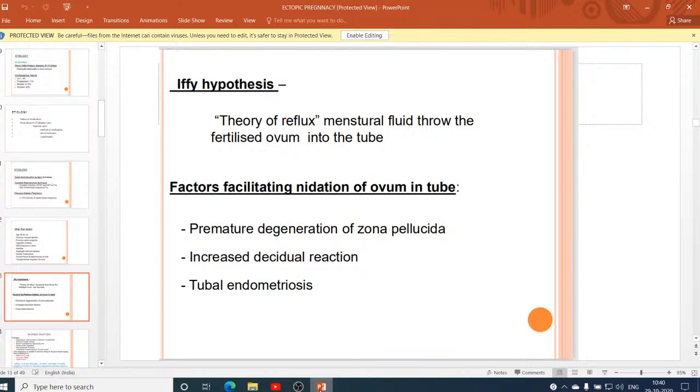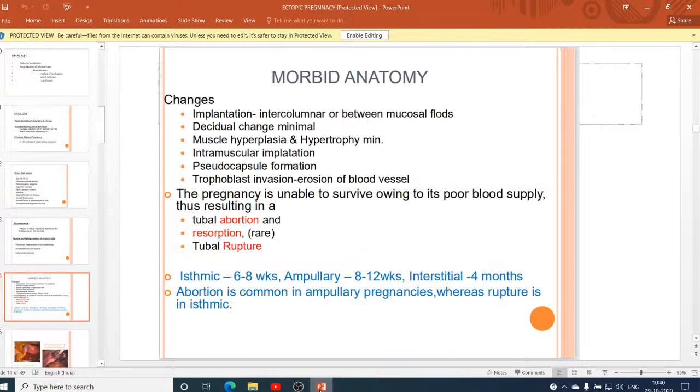What is the hypothesis for that? Theory of reflux of menstrual fluid carrying the fertilized ovum into the tube. Factors facilitating nidation of the ovum in the tube: premature degeneration of the zona pellucida, increased decidual reaction, and tubal endometriosis. These are the factors facilitating nidation of the ovum in the tube. Remember, premature degeneration of the zona pellucida, increased decidual reaction, and tubal endometriosis.